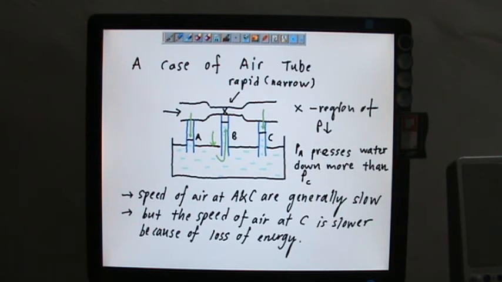But then again, B is a case of very strong indication of Bernoulli's principle. Okay, so it's rapid flow in a narrow channel, so you have a region of low pressure. The outer pressure indicated by this curved arrow seems to be pressing the water in and raising the water level.